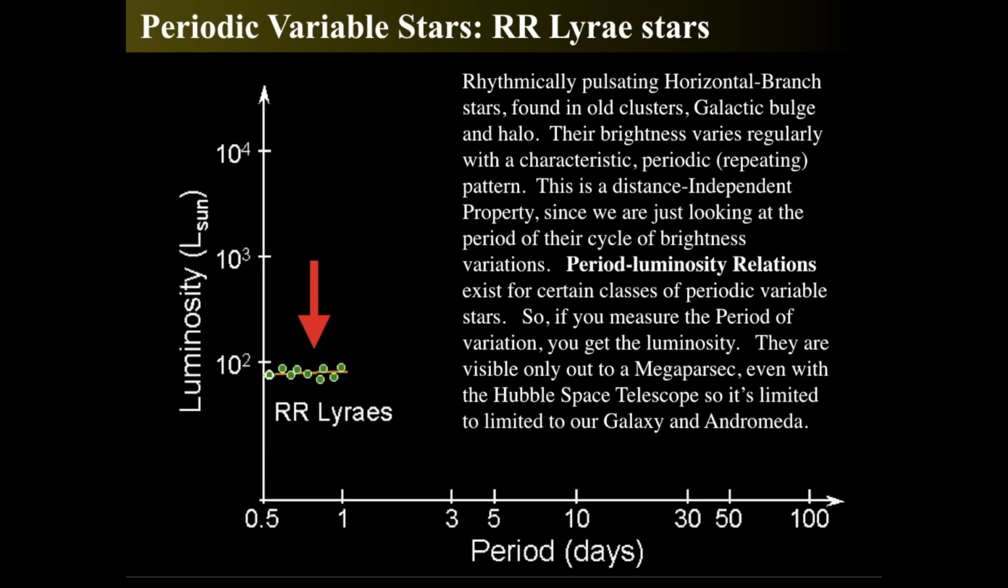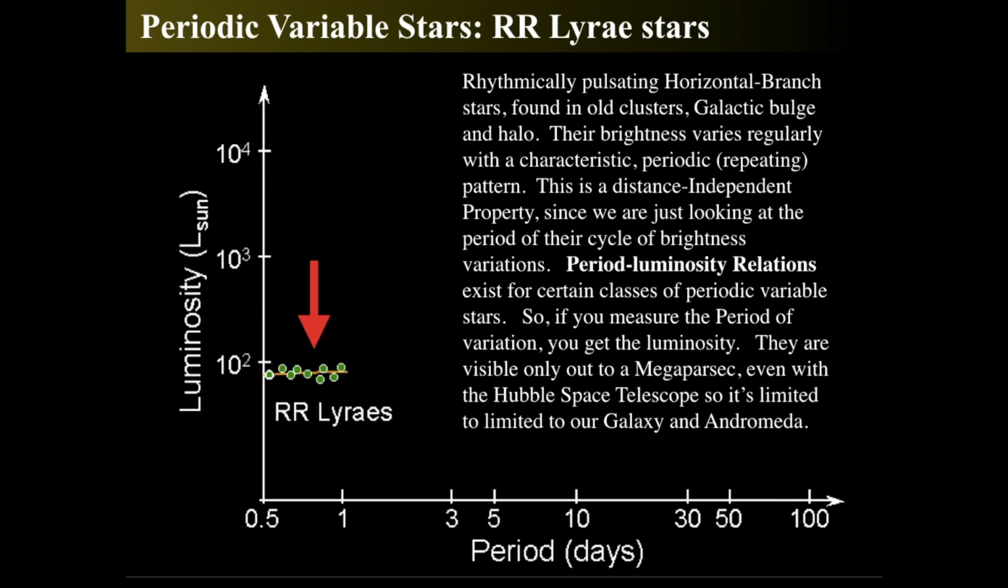All right. So RR Lyrae stars are actually physically pulsating stars, and they're found in old clusters, such as in the galactic bulge or in the halo, and these are globular type. They will be found in globular clusters. So these are old stars that are dying, and they physically are getting larger and smaller. And they have this particular pattern that we saw, that shark tooth pattern. And that particular pattern is a distance-independent property. And so maybe there is a relationship between that, and it so turns out that there is.